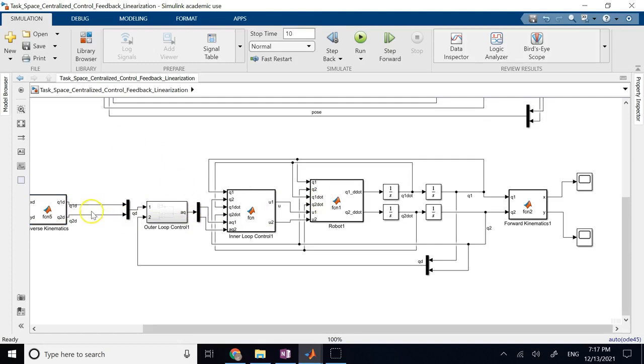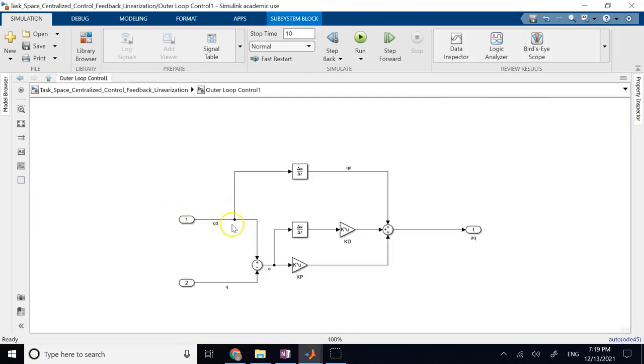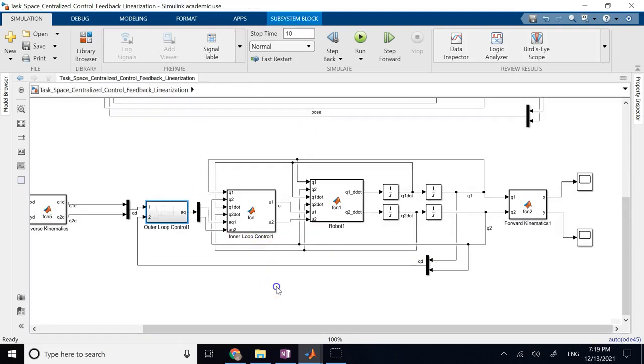So I pass them as the desired Q1 and Q2 to this outer loop block where the derivative of them is used as the feed-forward term, and then the subtraction of Q desired minus Q is error. You apply a PD control here and add all of this together. And then you also have this term, which does feedback linearization and cancels all the nonlinear terms. And this one here, and then passes the result to the robot.